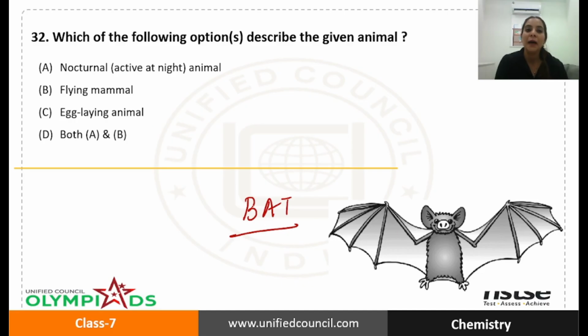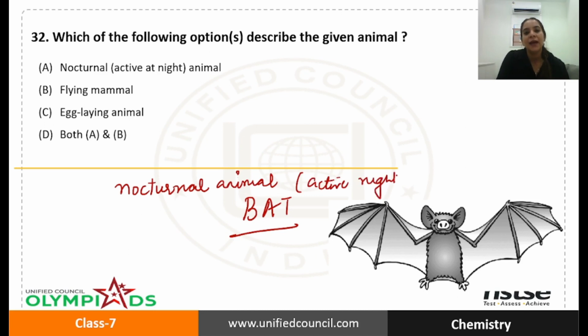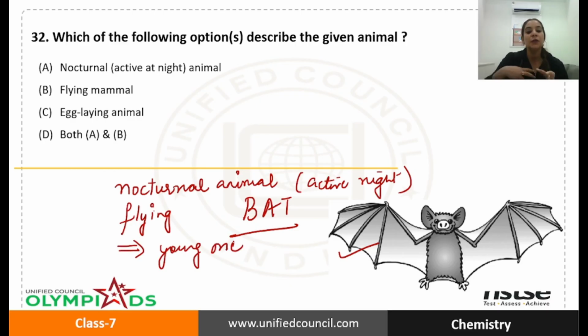Now, if I talk about bat, I hope you all know bat is a nocturnal animal. What do we mean by nocturnal animal? Nocturnal animals are those animals which are more active during night time. They are active during night, and in daytime they sleep. It is a flying mammal. Yes, you can see that it has got wings to fly. So yes, it can fly. Egg laying, no, it is not egg laying, because bat directly gives birth to the young one.